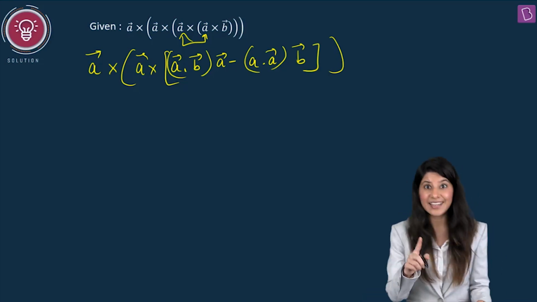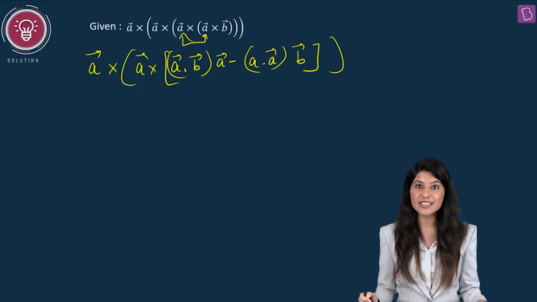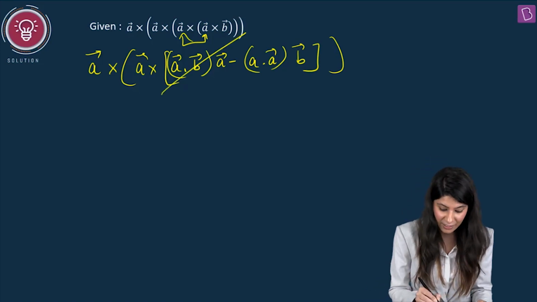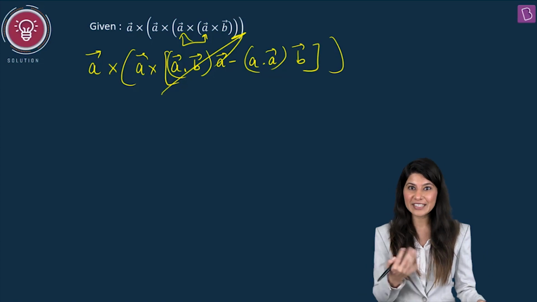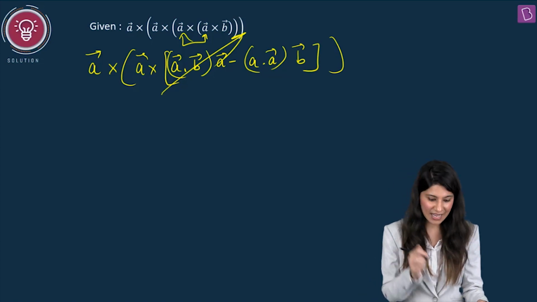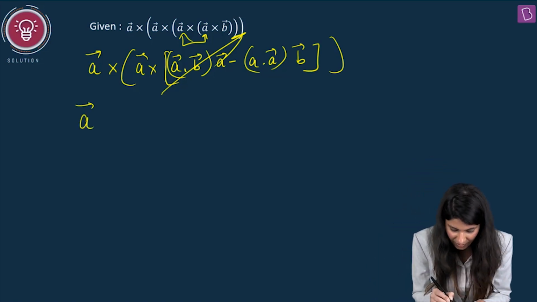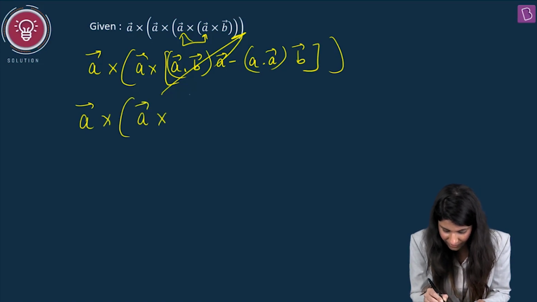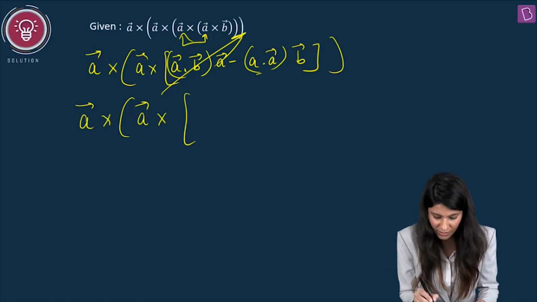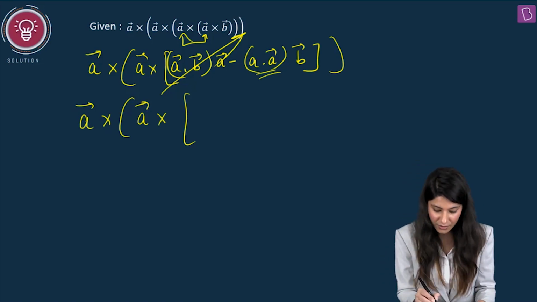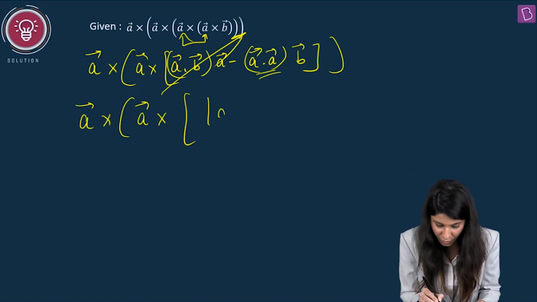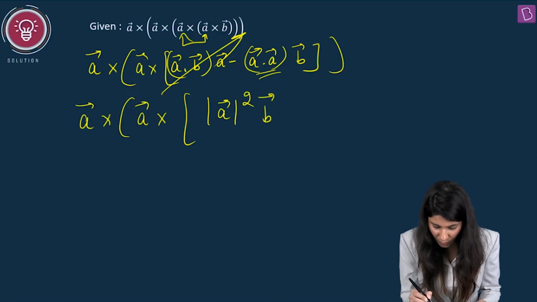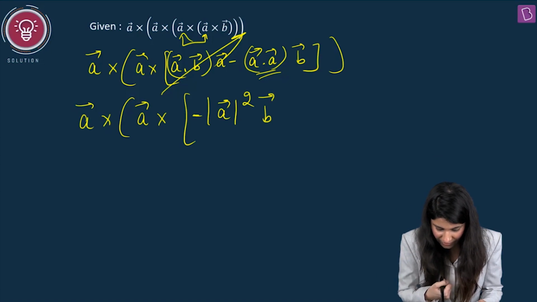Okay, cool. But A and B are perpendicular vectors, isn't it? What is the dot product between two perpendicular vectors? The dot product between two perpendicular vectors is 0. This term is gone. See how easy this question is becoming now. A cross, we have 0 minus. So this would be what? A dot A is what? A dot A is the modulus, the magnitude of A vector squared. And outside this, you have B. Of course, you have a negative sign.